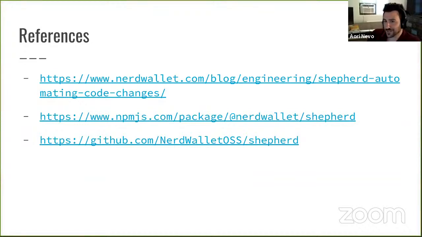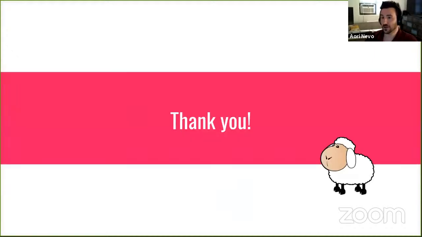References here. There's an awesome blog written by Nathan Walters at NerdWallet. He goes into tremendous depth on this blog about the different parts of Shepherd, with more examples to look at. I highly encourage anyone that's interested in Shepherd to give this a read. Really well written, and gives you a thorough overview of the tool. Two other links here: one is a reference to Shepherd on NPM, and the other is to Shepherd on GitHub. And that's it.